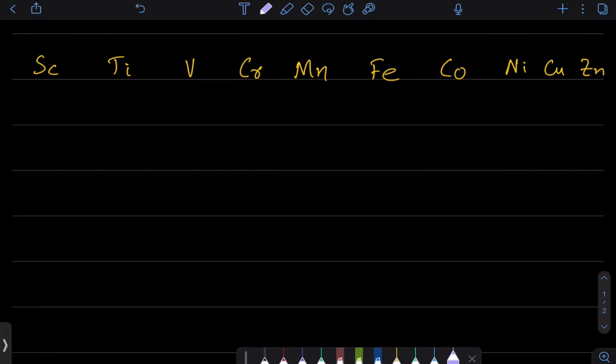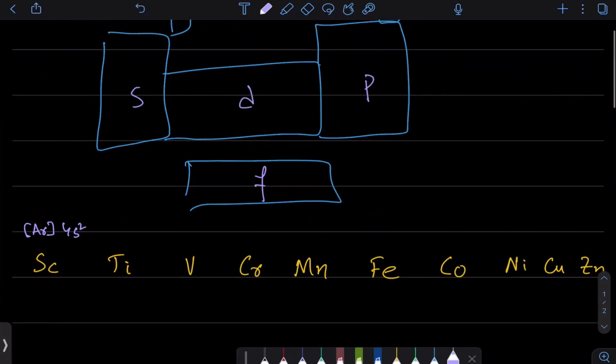So it starts after calcium. So calcium's configuration is already included in there. Calcium's configuration is argon's configuration and then 4s2. Another way to look at how it will be 4s2 is that right before the D block starts, you have the fourth row and second column of S block. So 4s2. After that you will start.